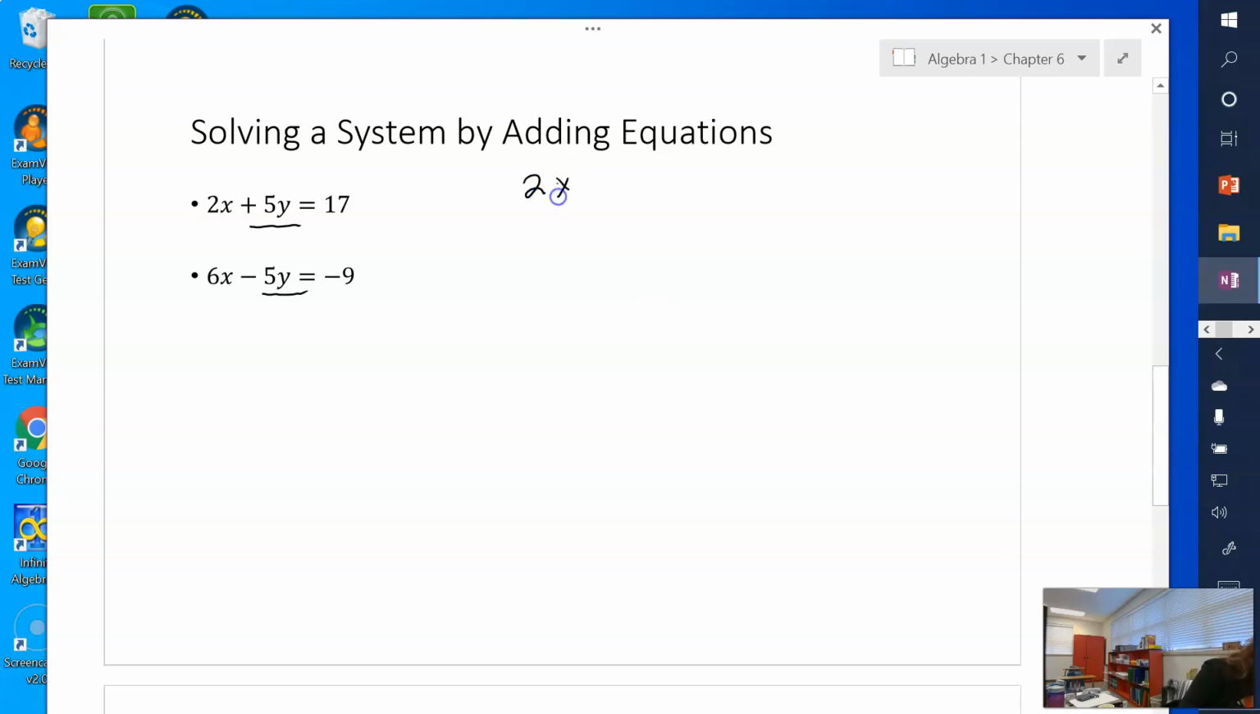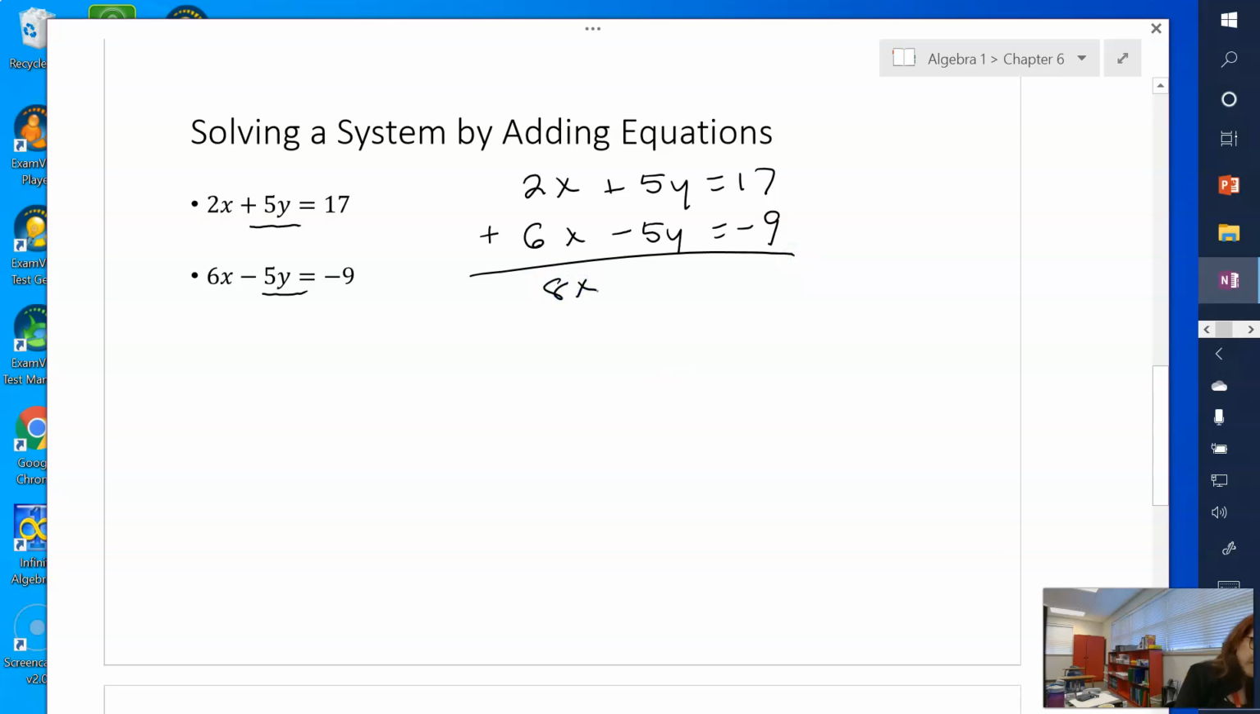So 2x plus 5y equals 17. I'm just going to add our second equation to it. 6x minus 5y equals negative 9. So when I add them, I get 8x, 5y minus 5y, those drop out, and I get 8x equals 8, x equals 1. So now I've solved for x.